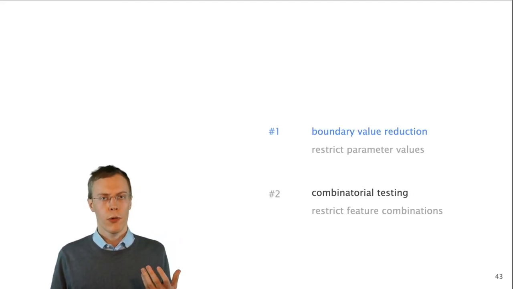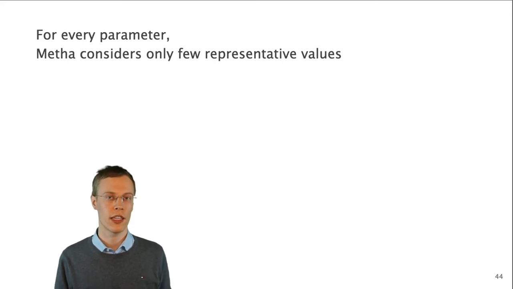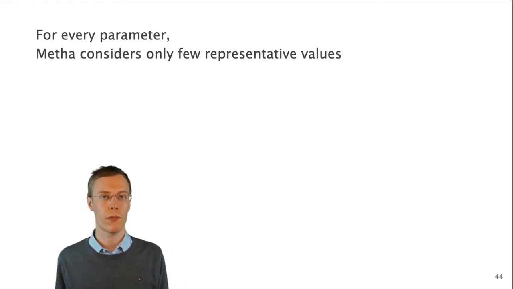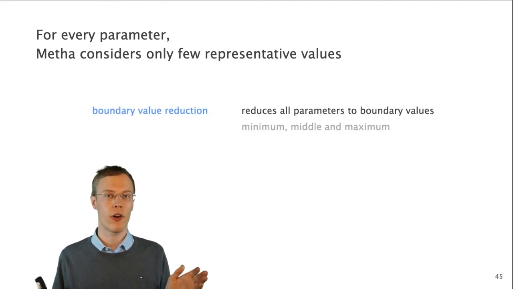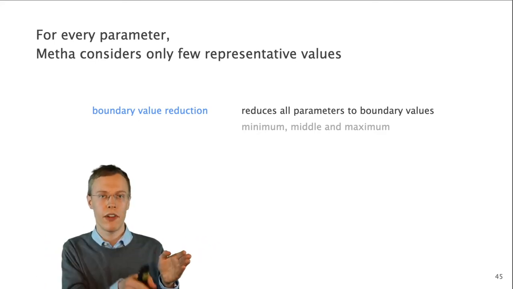So what we do first is we limit the options that we consider per parameter. And here we rely on the observation that similar parameter values should lead to similar behavior. So instead of testing every single value on its own, we just test a few representative values. And as the name says, we restrict every parameter to its boundary values, to the minimum, the maximum, and some value in between.